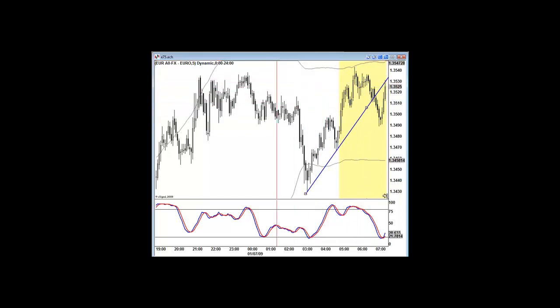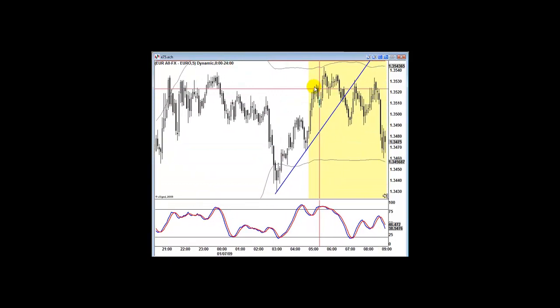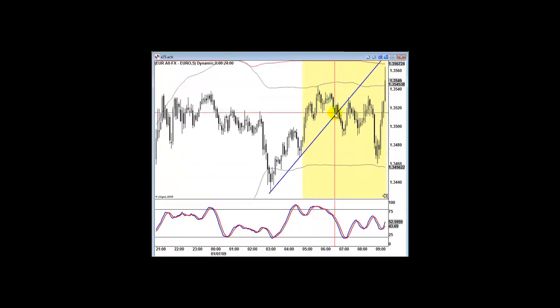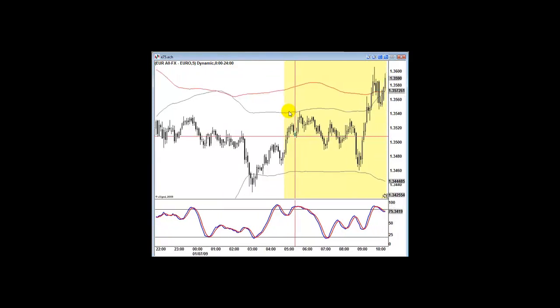We have an entry condition because the stochastic is overbought. We're just about touching the top Bollinger Band, but is the trend line long enough? 3 o'clock to 6 o'clock, yes it is. That's 3 hours long, and lo and behold we get a break beneath and a move lower before we get a move higher, of course, but that happens a bit later on after we've taken some profit on the trade.